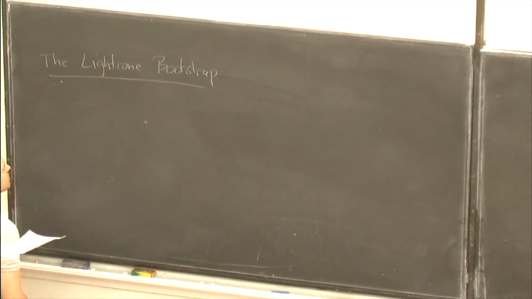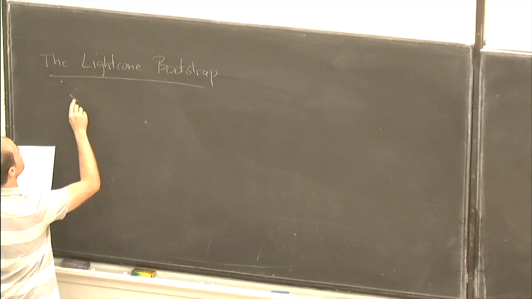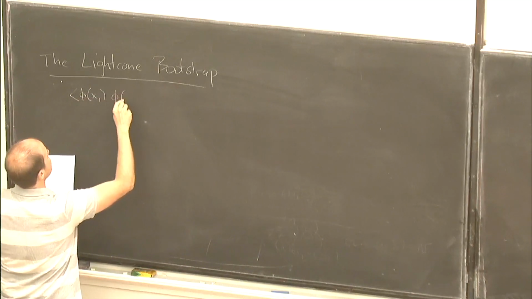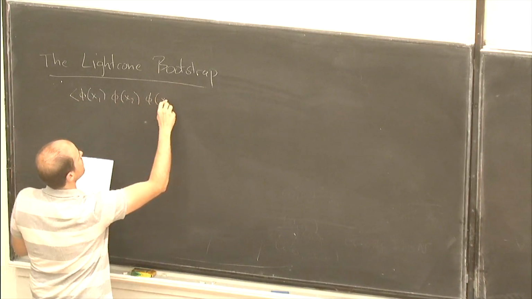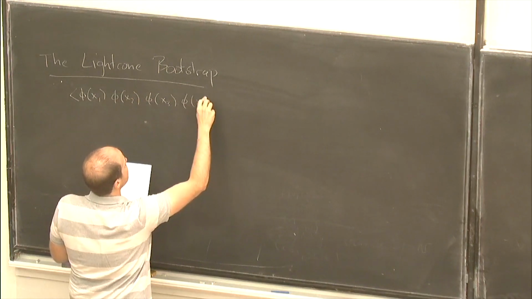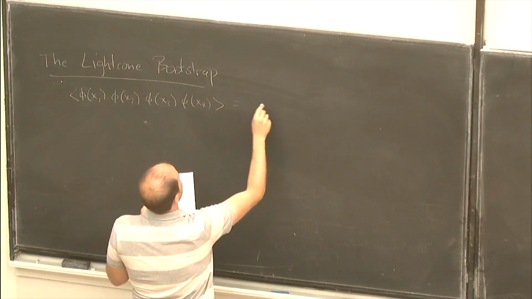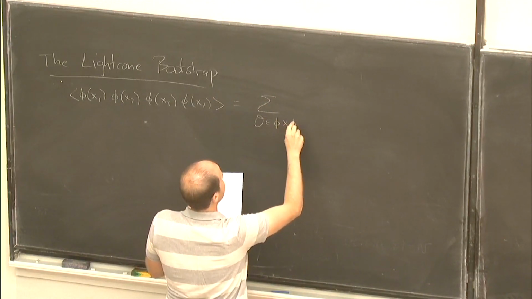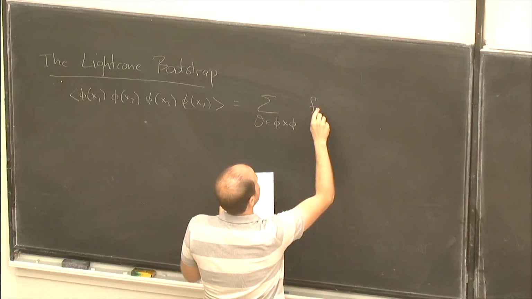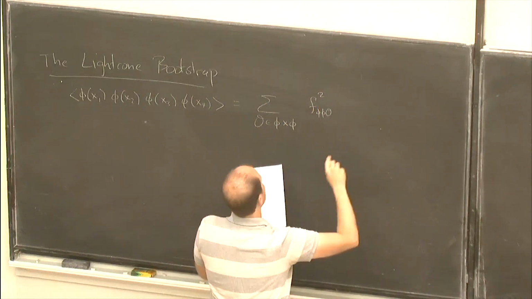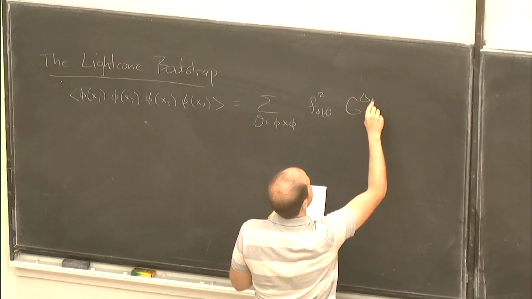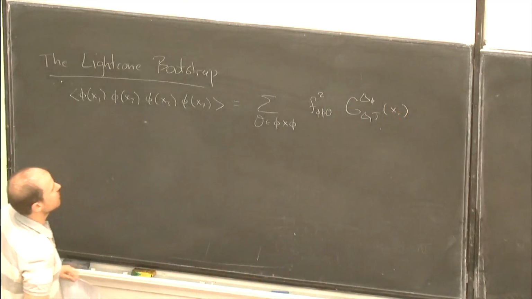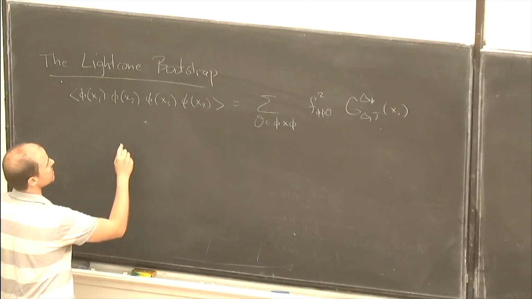So as usual, our starting point is the conformal block expansion of a 4-point correlation function. And for simplicity, I'll study a 4-point function of identical scalars. This has an expansion as a sum over operators O in the phi OPE, some squared OPE coefficients, times conformal blocks. And these conformal blocks are completely fixed by conformal symmetry.